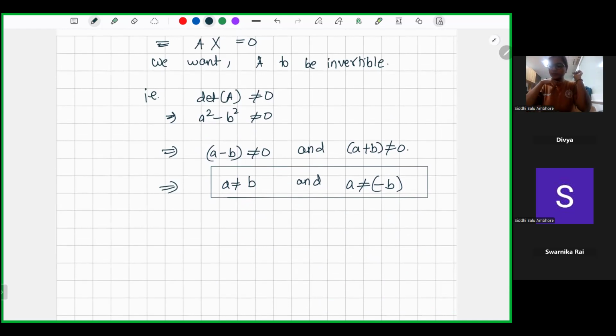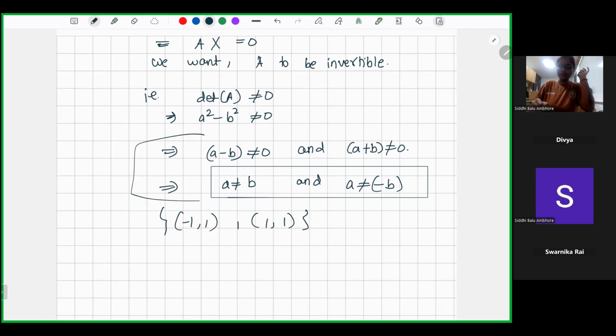A not equal to B and A not equal to minus B. Yeah, you can check. But so far it looks fine. This definitely also gives me a basis.